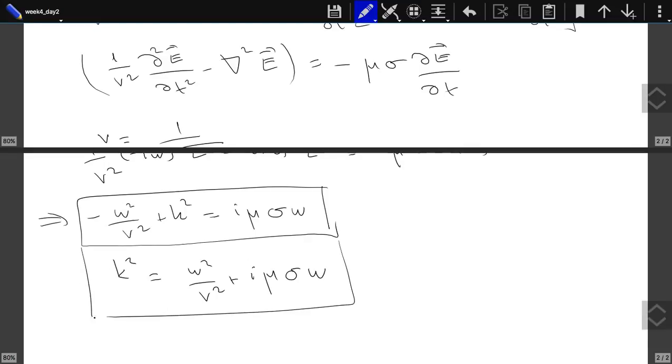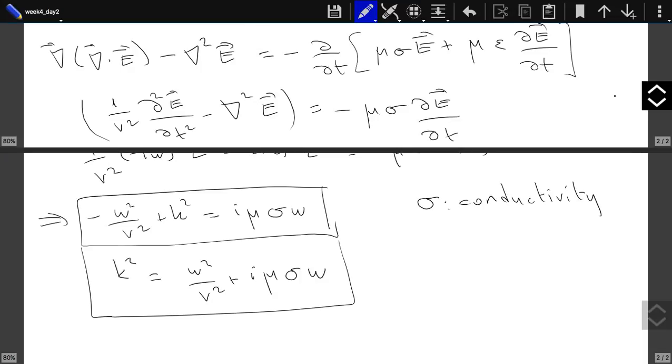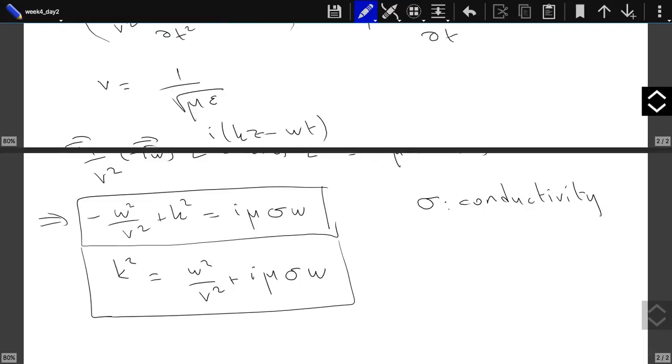Sigma is not surface current density. No, this is the conductivity. In this example, there are no surfaces. I'm just assuming a homogeneous, infinite conducting medium. Where is that epsilon? That epsilon is in V squared already. You see, V over here is 1 over square root of mu epsilon. Epsilon is over here. There is no epsilon over here.